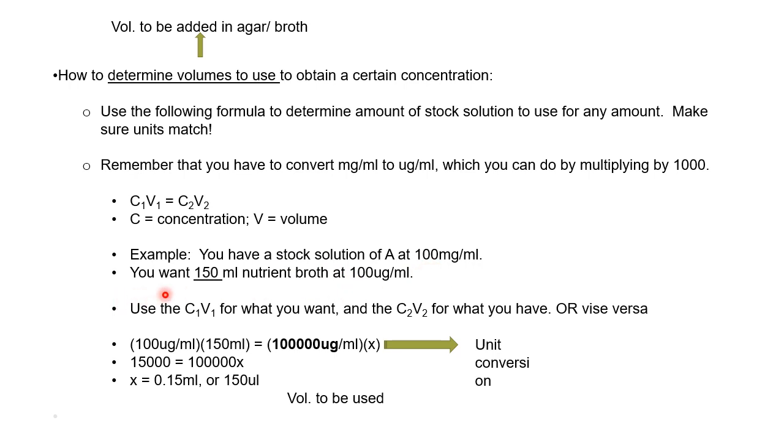Okay, and you want 150 ml of nutrient broth at 100 micrograms per ml. So the stock solution is what you have, and that is the value which you will put in C2V2. Okay, so the C2V2 we are using here is what you have. You will add those values here, and you want 150 ml of nutrient broth at the concentration of 100 micrograms per ml. So those values will go under C1V1 for what you want.